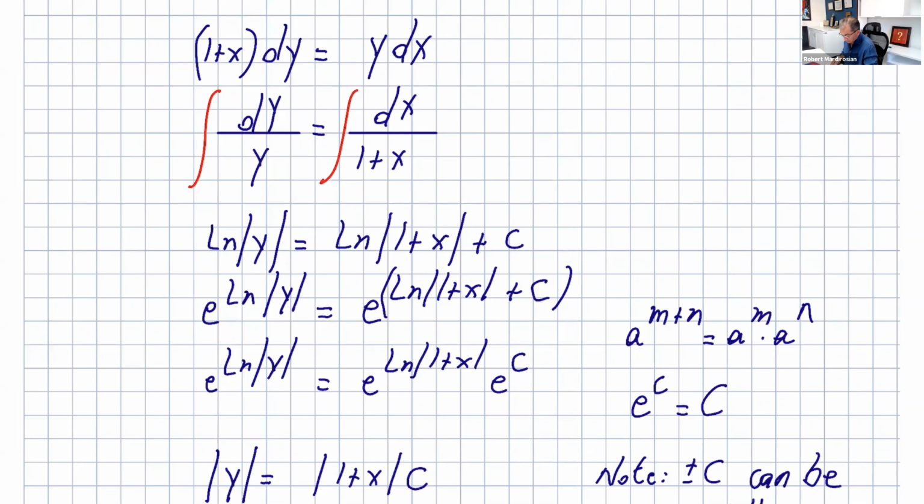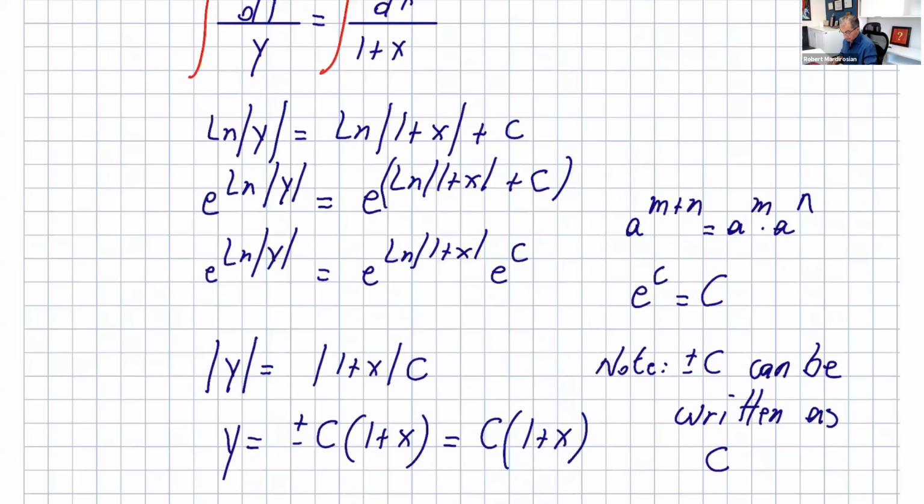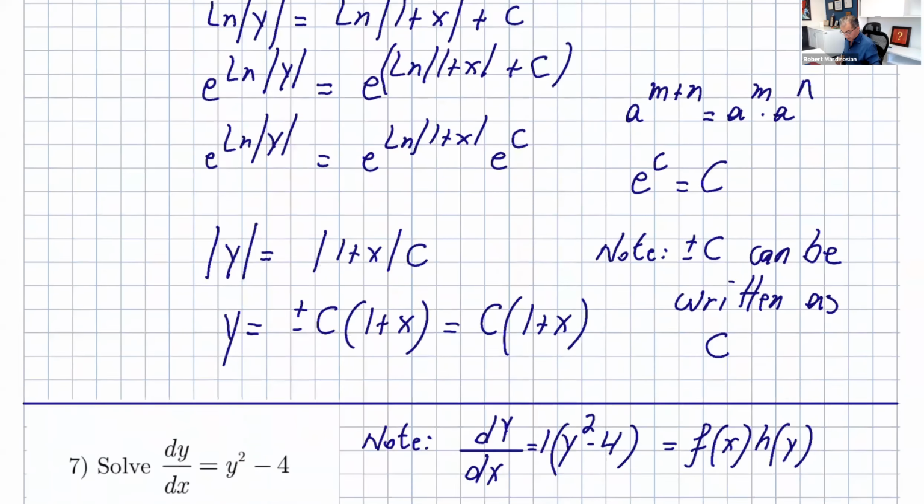However, e to the c is just a constant itself. I kind of put capital C here. So instead of e to the c, you can just write c, substitute c here. So what you get is absolute value of y equals absolute value of 1 plus x times c. Now we know we have to put plus or minus, but we can say you have a constant here, c, that can be plus or minus. So you can take the absolute value out. You don't have to write it like that, because that c can be negative or can be positive. So you can just leave it as c times 1 plus x, and that's the answer.